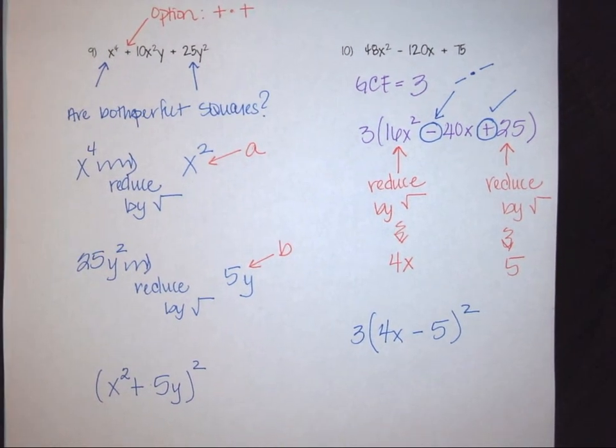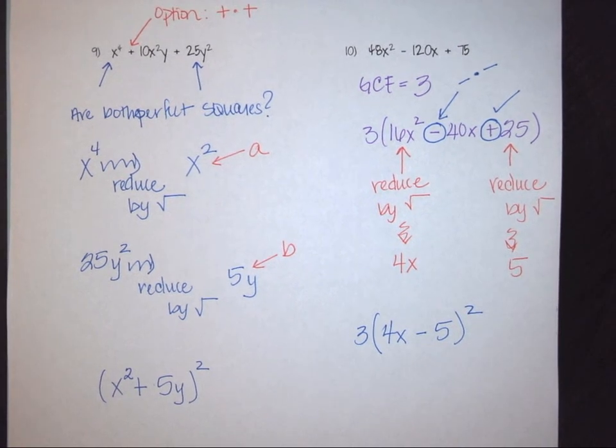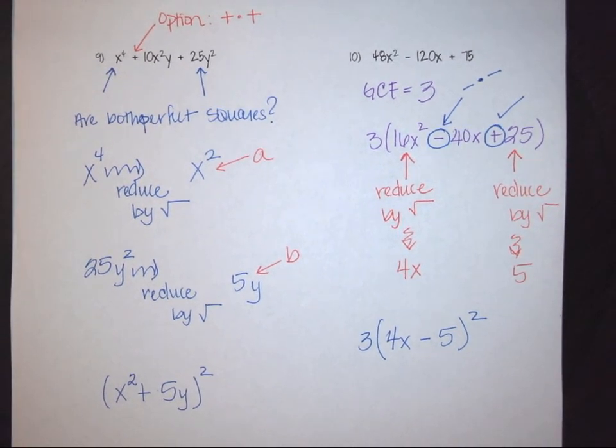Alright, so there you go. There are 4 different examples of being able to reduce down what are called perfect square trinomials down into their perfect square form.